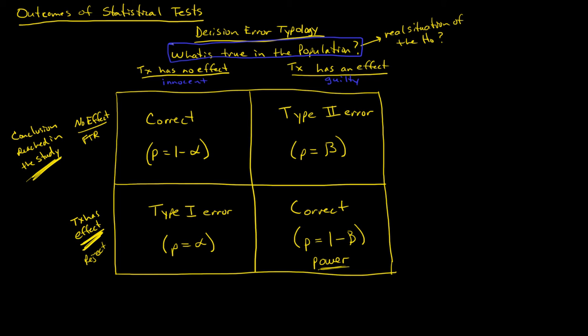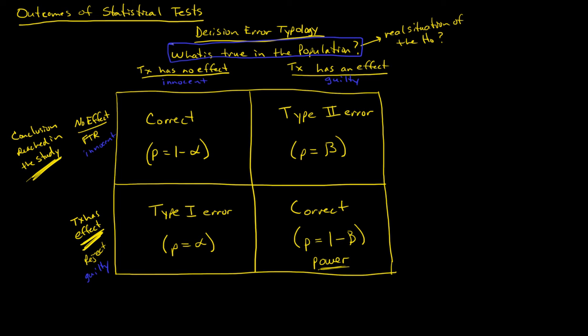And it's the same thing down here. The conclusion reached by the study, the conclusion reached by the jury, can say no effect, it's innocent, or if they reject the null, it's like saying you're guilty. Just making an analogy here. And so if your study finds no effect, and in fact the true condition in the population was no effect, it's like you have an innocent conclusion, and the condition in the population is innocent. Innocence to innocence is a correct decision.